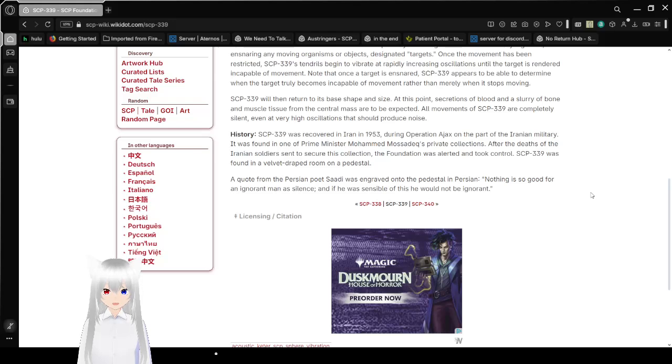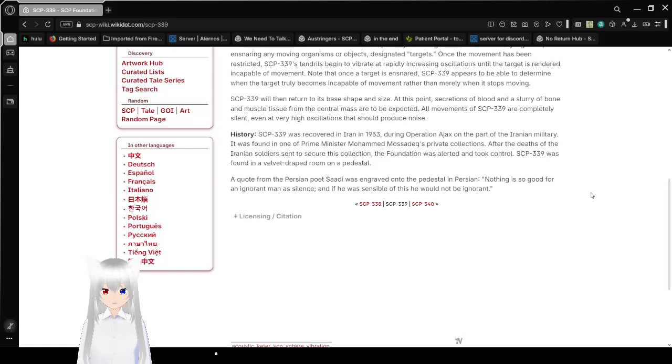A quote from the Persian was engraved onto the pedestal in Persian: "Nothing is so good for an ignorant man as silence. If he was sensible of this, he would not be ignorant."